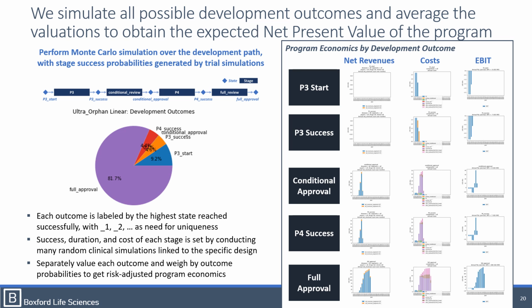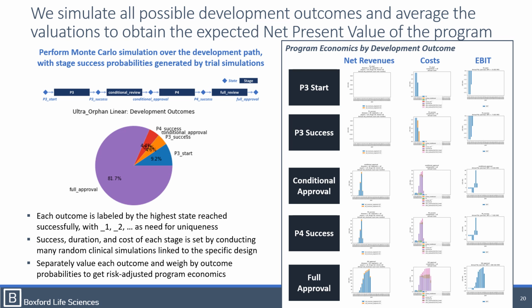So here we show in the pie chart the distribution of outcomes labeled by the highest state that's achieved successfully. The last one is full approval. This is where we're on the market for the full time. That occurs in about 82% of outcomes. We see the other failures at intermediate stages along the way as the other elements of the pie chart.